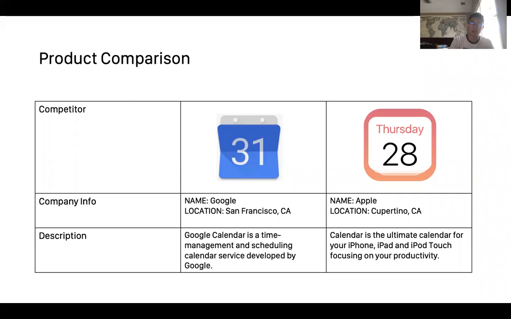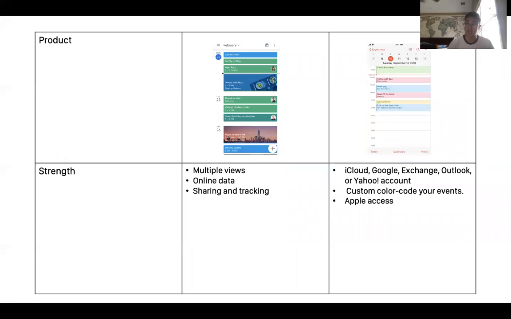Before moving to my GoTrainer, I want you to see the product comparison. If you search Google or the App Store, you will see two popular options. The two popular options are gathered from my user testing, which I will talk about later: Google Calendar and iCalendar. Let's see the product interface. Let's talk about the strengths.